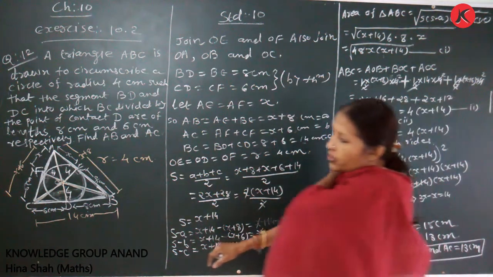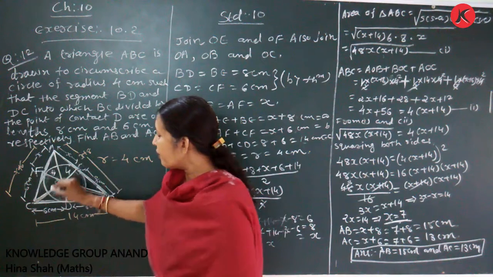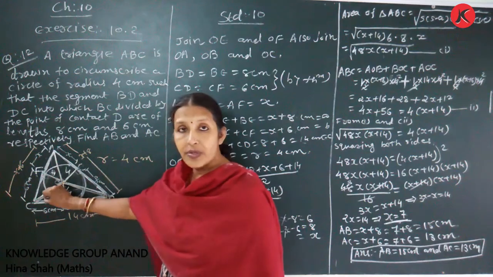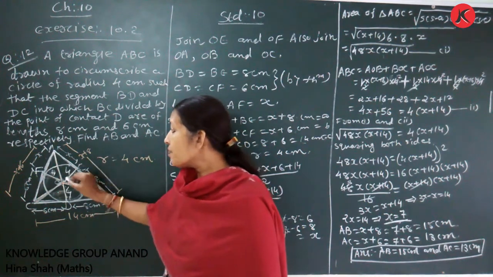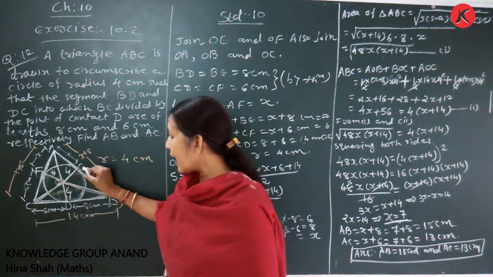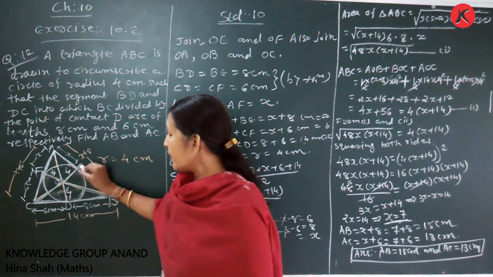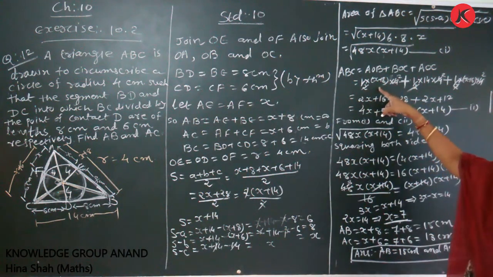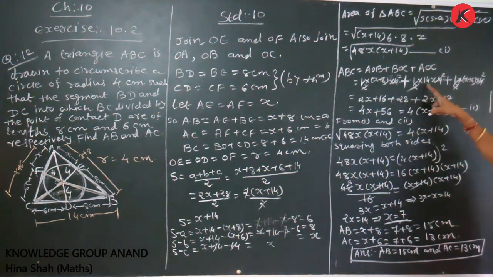Now triangle ABC is made of 3 triangles, AOB plus BOC plus AOC. Then area of this triangle AOB is equal to 1/2 OE into AB, base into height. 1/2 we write here directly: 1/2 x plus 8 into 4 plus 1/2 14 into 4 plus 1/2 x plus 6 into 4. Then we get, simplified, 4 into x plus 14. Result number 2.